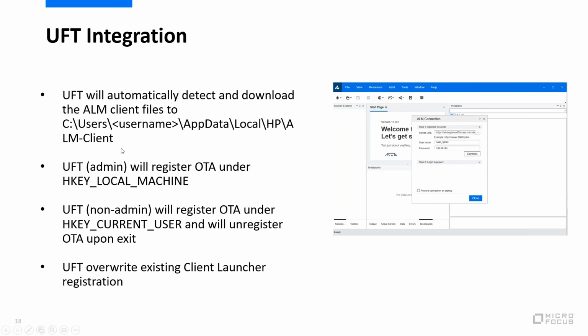If you run UFT as admin, so you right-click on the UFT icon and say Run as Administrator, then it will register OTA under HKEY_LOCAL_MACHINE. If you just run UFT normally, it will register OTA under HKEY_CURRENT_USER. Once you close UFT, however, it will unregister OTA. So basically, UFT will actually overwrite your existing client launcher registration for OTA. Just to be aware of that.